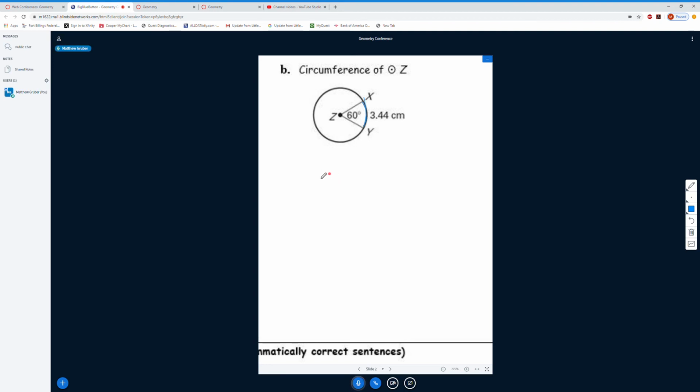The arc length formula is the degree measure of the arc over 360 times 2 pi r. And 2 pi r is the circumference. So I can use this formula backwards to find the circumference. That arc length is 3.44. That degree measure is 60.